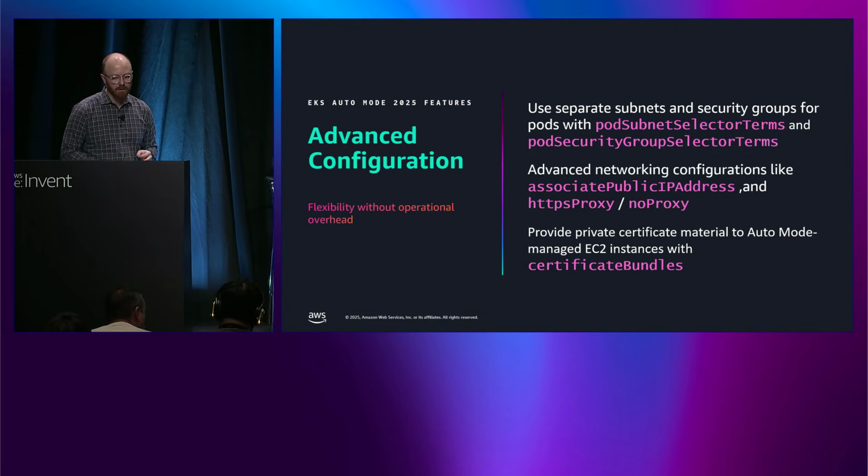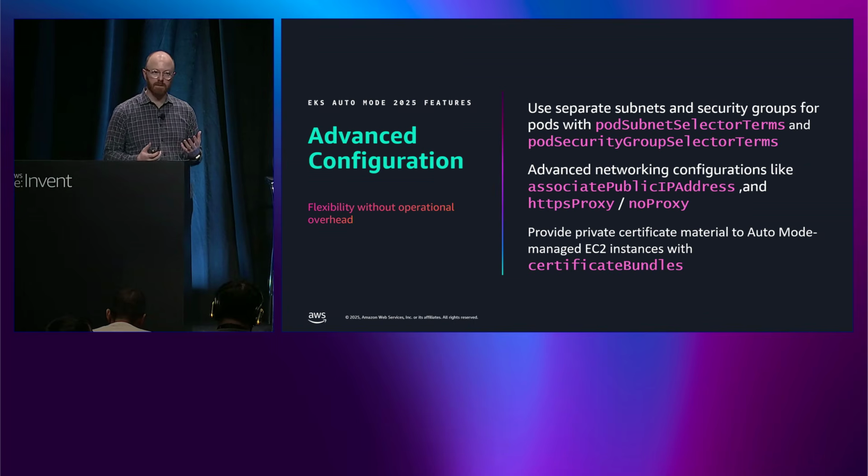We've also added a bunch of other advanced networking configurations, things like the ability to disable or enable associating a public IP address with the instances that Auto Mode launches, and being able to specify whether or not the traffic leaving nodes that Auto Mode launches should be routed through a proxy. So you can specify that certain destinations should be going through a forward proxy, whereas others shouldn't, like localhost destinations. This is essential to support environments that require this kind of proxy for outbound connectivity or compliance reasons.